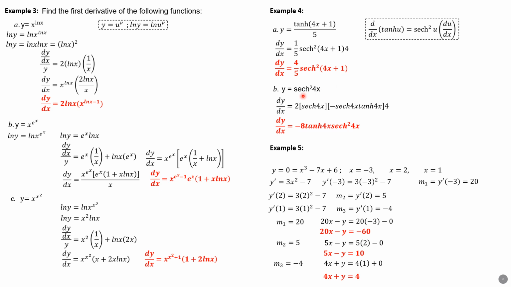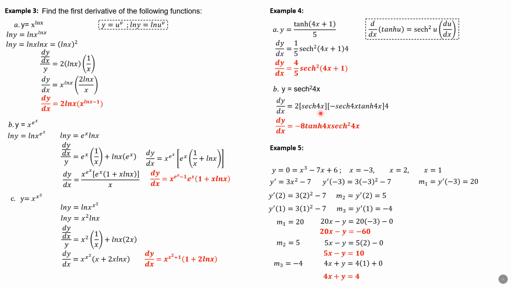Number 5, y equals secant hyperbolic squared of 4x. The guide's derivative of secant hyperbolic of u is negative secant hyperbolic u tangent hyperbolic of u. But first, we apply power formula. So dy dx is power 2, quantity secant hyperbolic to the 1 of 4x.